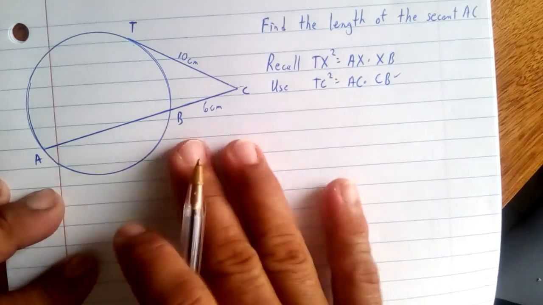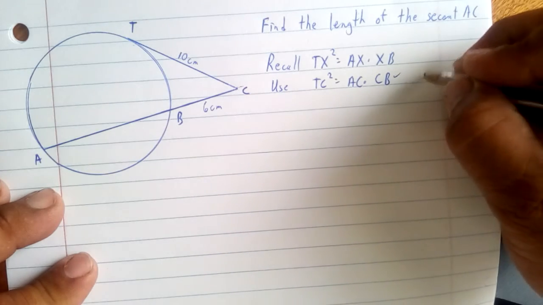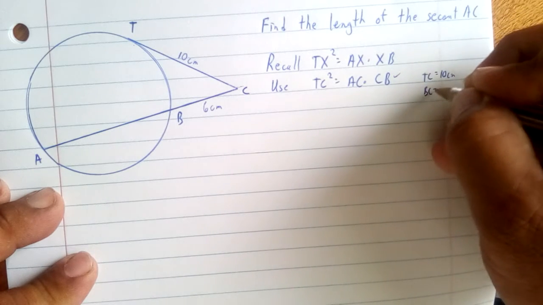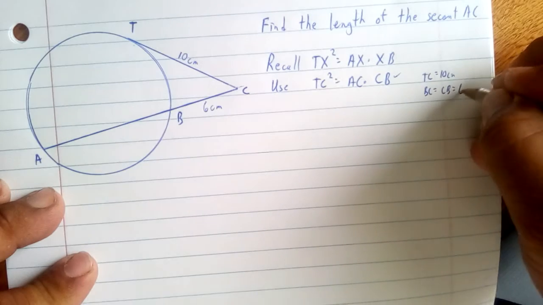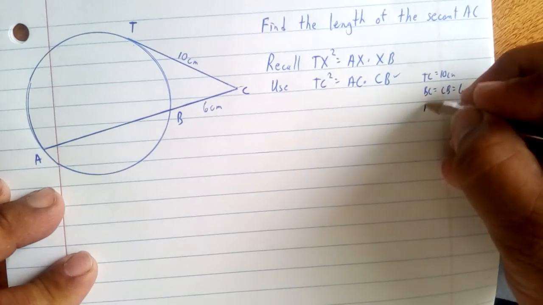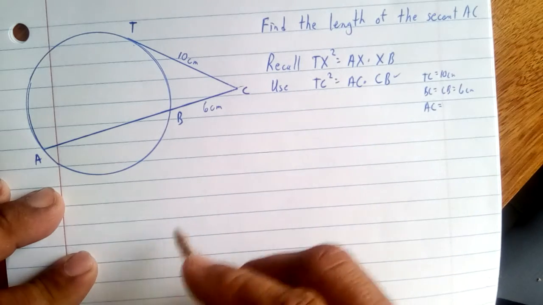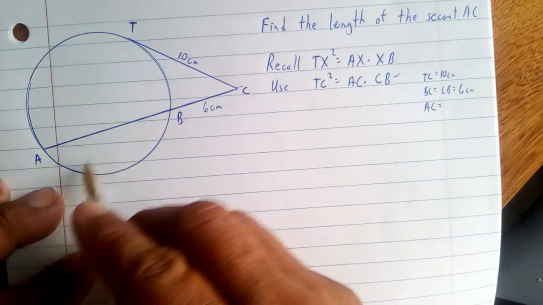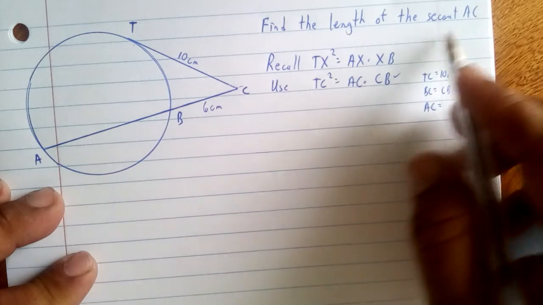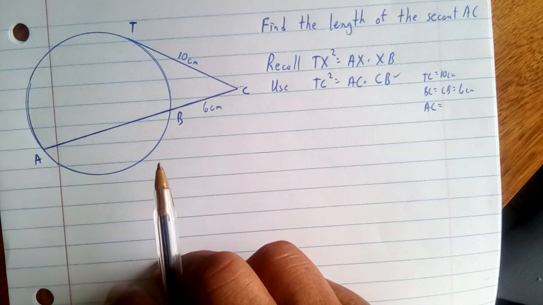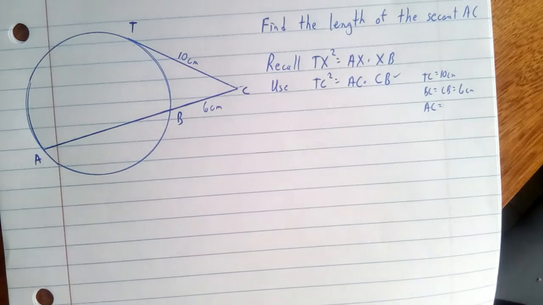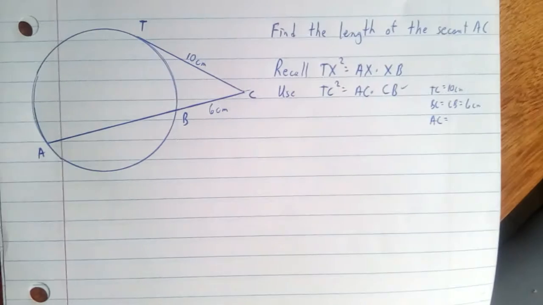So what is it that we have? We have Tc is equal to 10 centimeters. We have BC or CB, which is the same thing, 6 centimeters. But we do not have the length AC. What we do know is that we can let AB be a value because we want this full length. Well, it's actually for the secant AC, so that would give us our full value. All right, so this is the approach we would use.